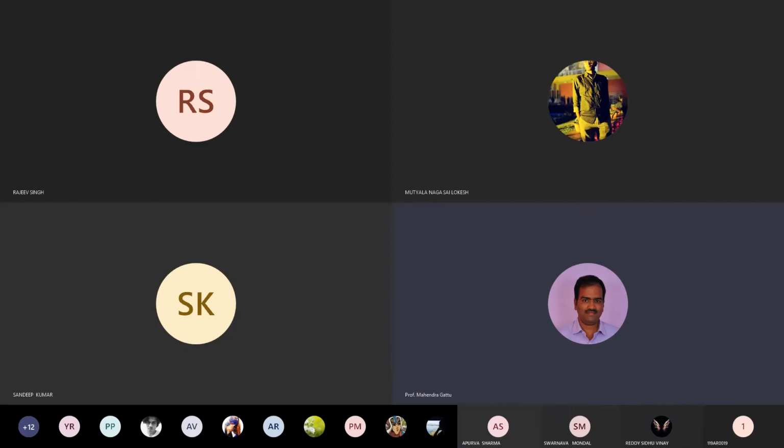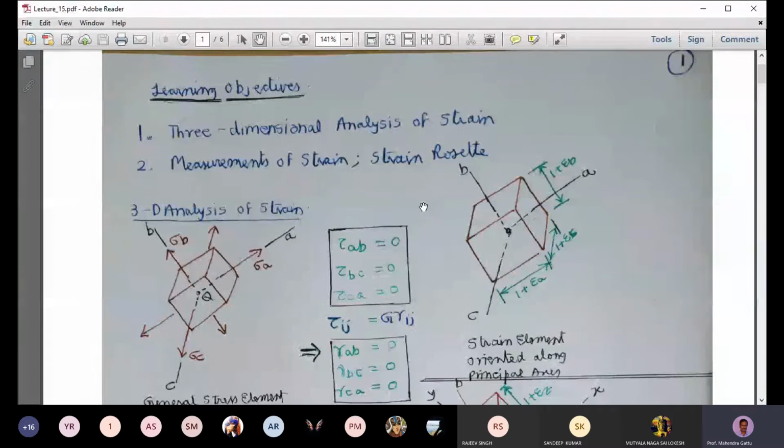So last class we discussed plane strain problems. In plane strain, the strains epsilon x, epsilon y, and gamma xy are non-zero, and out of plane, that is epsilon z, is 0, and there is no distortion in the z direction.